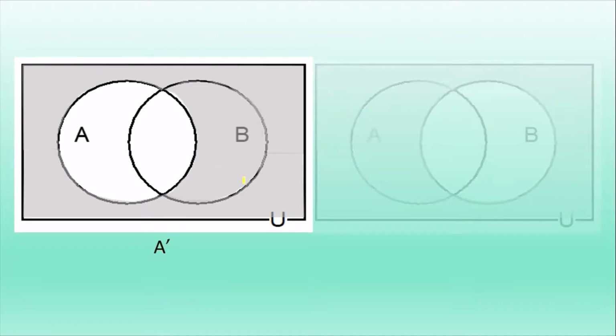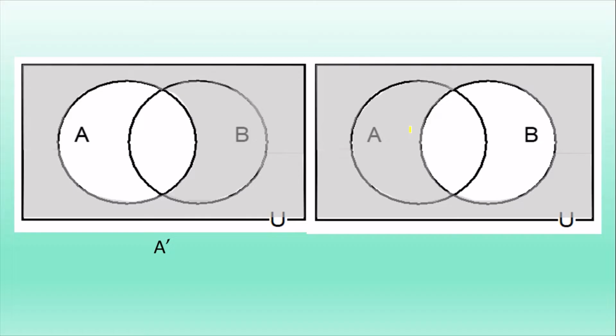Next, how about this one? O yung region, this one, ang wala lang is yung A. So that meaning, we take the A complement. So this one is the A complement. How about this one? O itong region na nasa labas ng B, that's B prime.